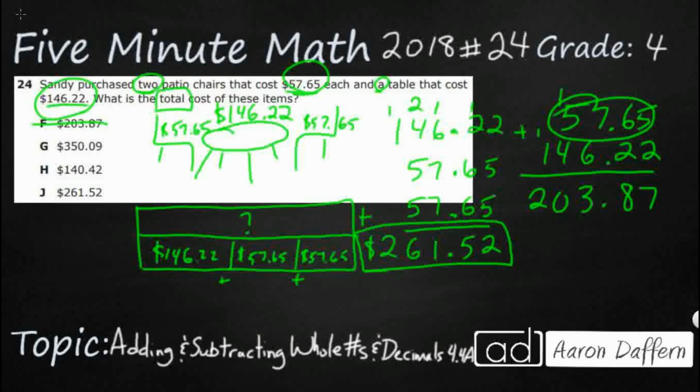And so our answer here is going to be this $261.52. Now I'm not quite sure how we got these 2 incorrect answers. If you can figure out an incorrect way to add this problem, or maybe even use subtraction, just let me know in the comments how to get G and H. I'm always interested to find that out. But our answer here is going to be J, $261.52.